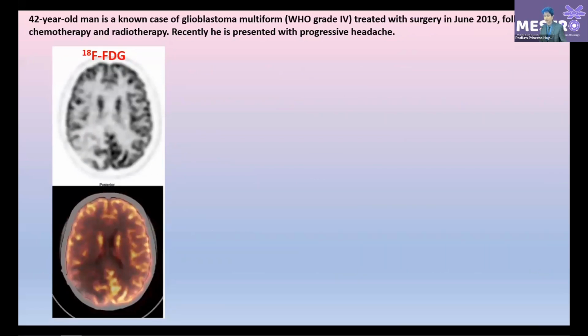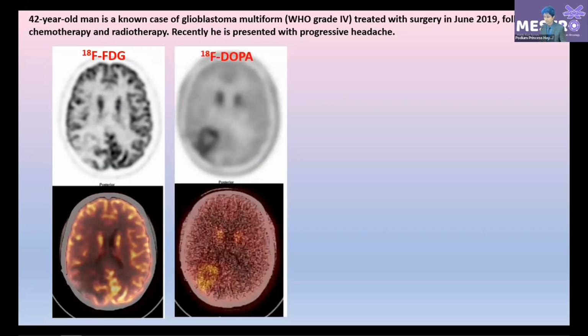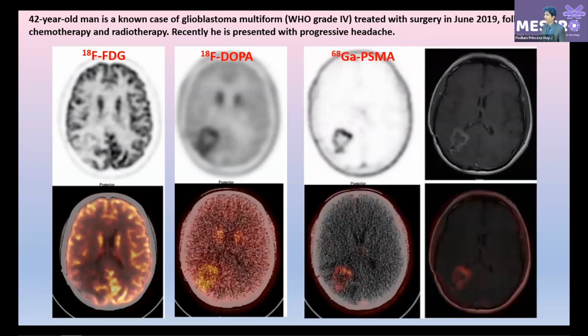You can see this is a normal FDG image, and you can hardly see the tumor on the traditional FDG PET scan. This is an F-DOPA, a little better delineation of the tumor, and there is a clear-cut winner in this case, the gallium PSMA. PSMA in tumors other than prostate localizes in tumor angiogenesis. These gliomas are highly vascular tumors, and it localizes only in the tumor rather than in normal brain cells.